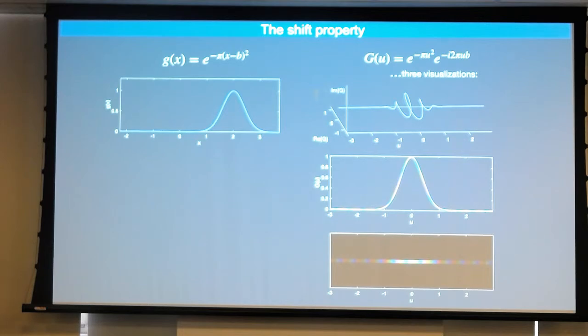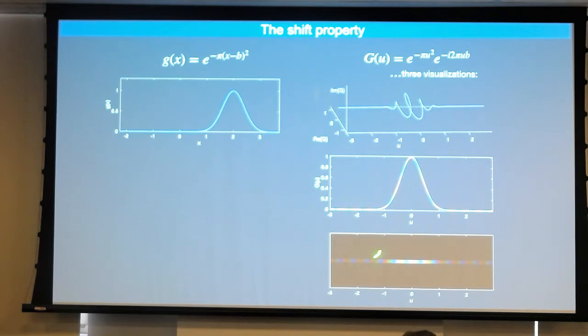Finally, I wanted to talk about the shift property. Suppose I take my favorite Gaussian function and I shift it on the x-axis by b. Now this thing is no longer symmetric around zero, so I can't just throw out the sine part and use only the cosine part of the complex exponential. And when I actually calculate it, I get a complex exponential multiplying the original transform, and this complex exponential is what you would call the phase shift. The shift here in space turns into a phase shift there.